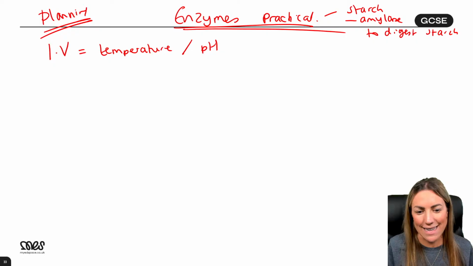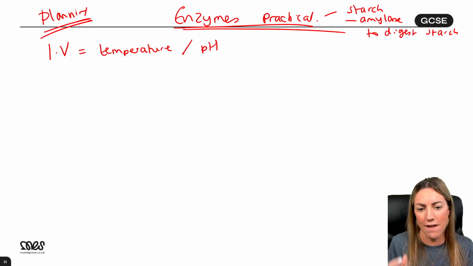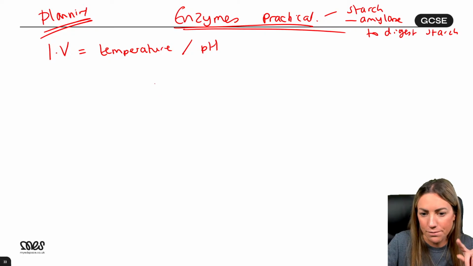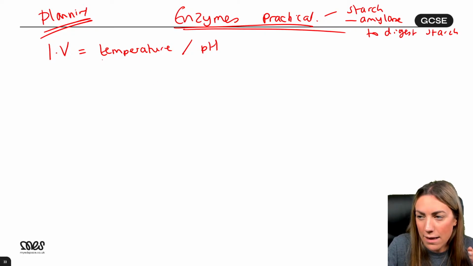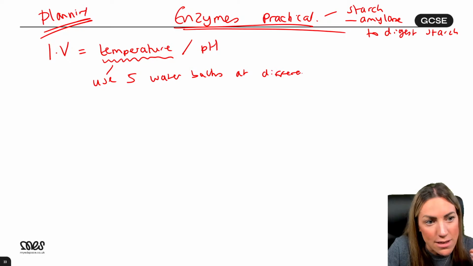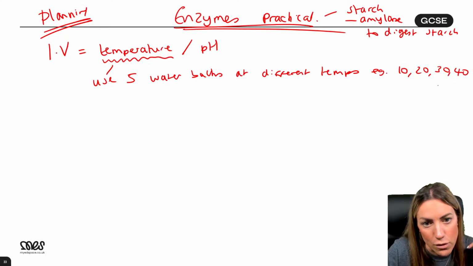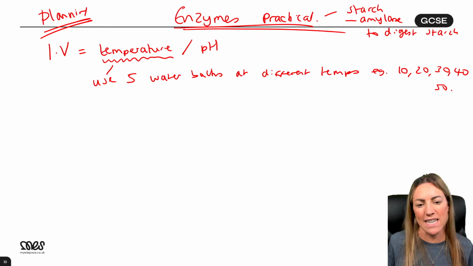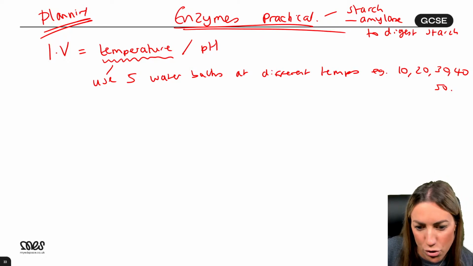So when I'm planning this, I think, right, what's my independent variable and how am I going to change it? So for example, if I'm changing my temperature, I could say something like use 5 water baths at different temperatures, e.g., 10, 20, 30, 40, and 50. 5 is quite a good number to do because it means you'll have enough data to plot a graph and see if there's an actual trend.